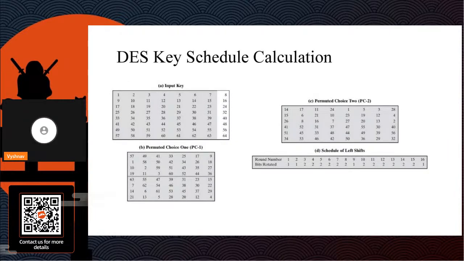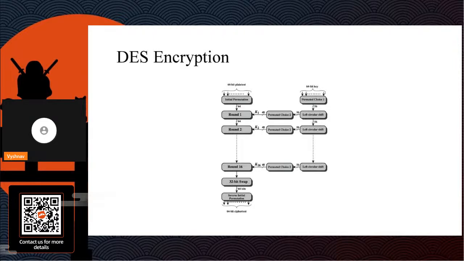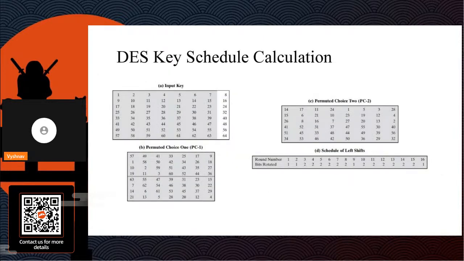So how is the DES key schedule calculated? DES is 64 bit. The whole algorithm takes a key of 64 bits. The key is arranged in this order, and the white part is removed, so we are left with 56 bits. These 8 bits are removed. These 56 bits are sent to permuted choice 1. Permuted choice means just rearranging the positions of the bits. This is then sent to permuted choice 2.